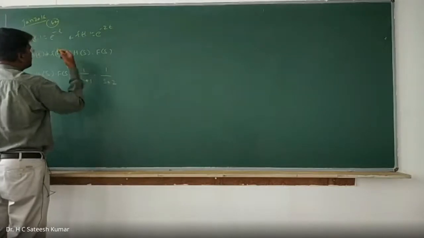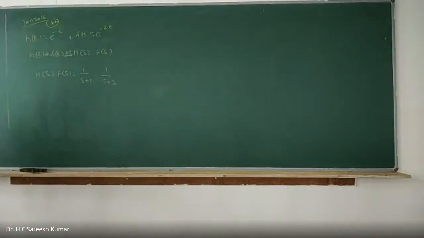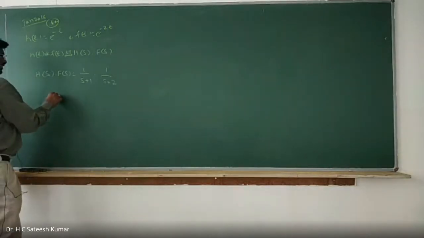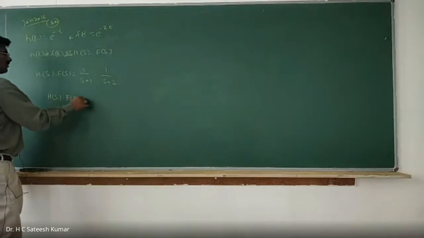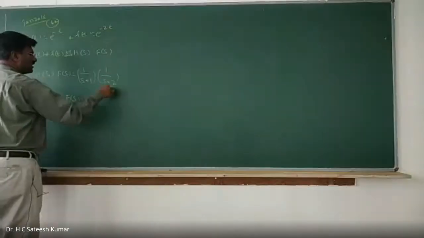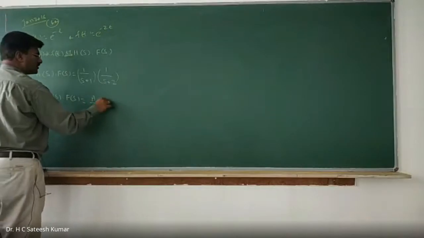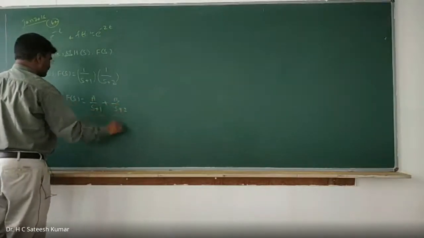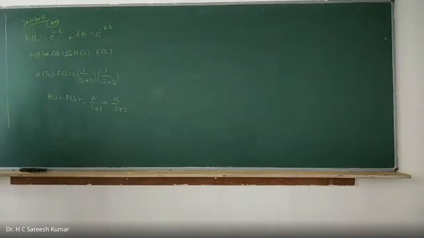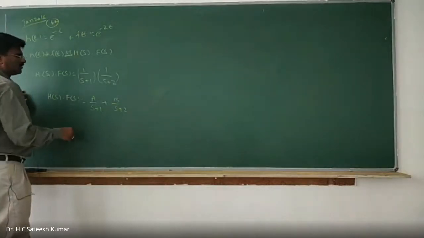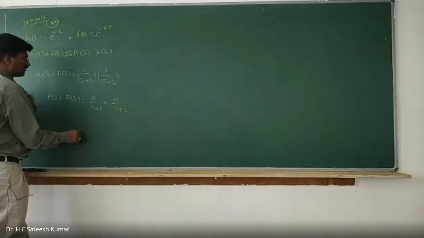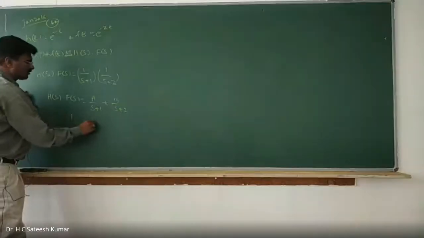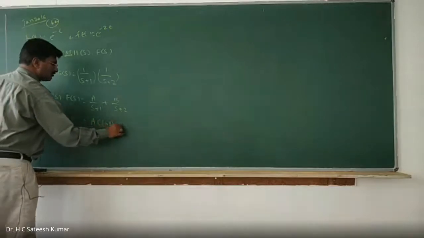It is better to do it in the time domain itself. Multiplication of (s plus 1) and (s plus 2), and then if you take the inverse Laplace, yes, we can go for partial fractions. We can do it easily. H(s) into F(s) we can write as a by (s plus 1) plus b divided by (s plus 2). So for the partial fraction, the numerator gives 1 equals a into (s plus 2) plus b into (s plus 1).